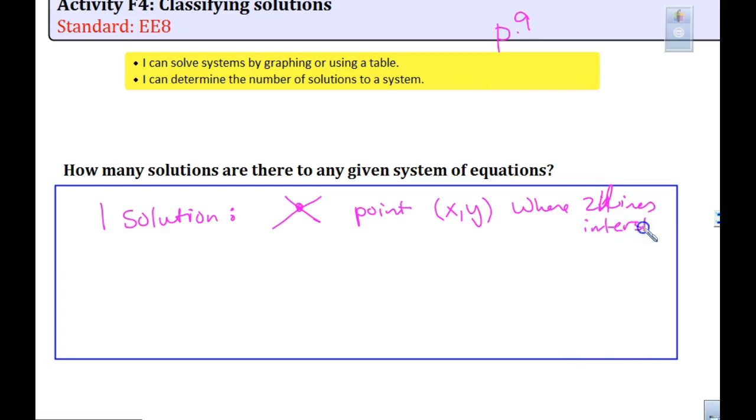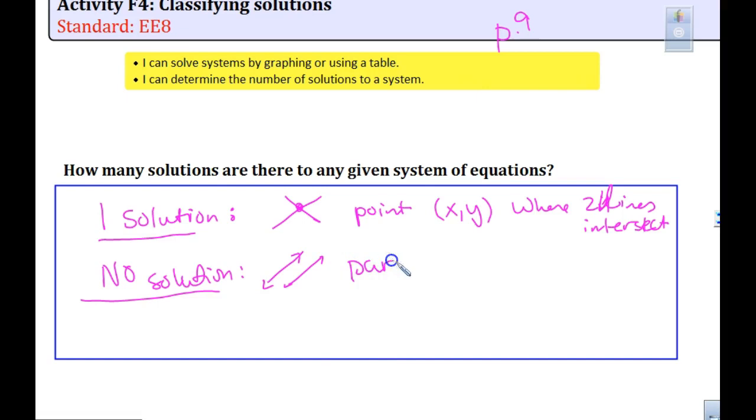Up to this point when we were graphing, that point of intersection, we will have no solution. So everyone should be writing this. We're going to have no solution when we have parallel lines. And it doesn't matter which way our parallel lines are, but whenever we have parallel lines, we will have no solution because there isn't a point of intersection.